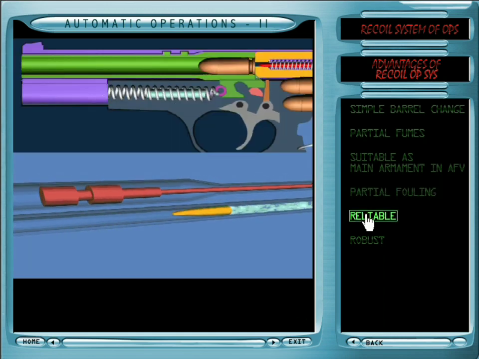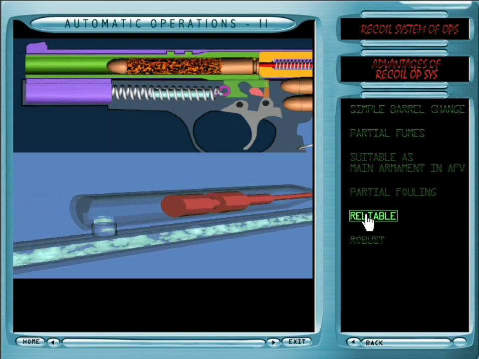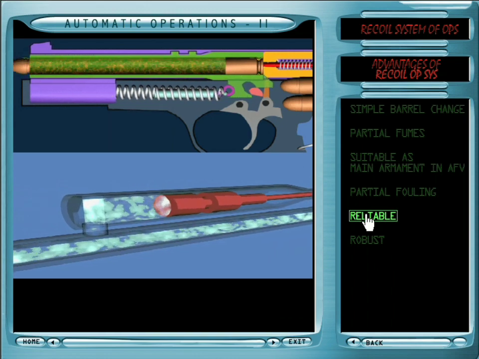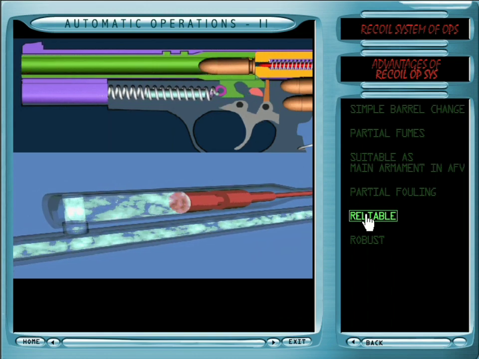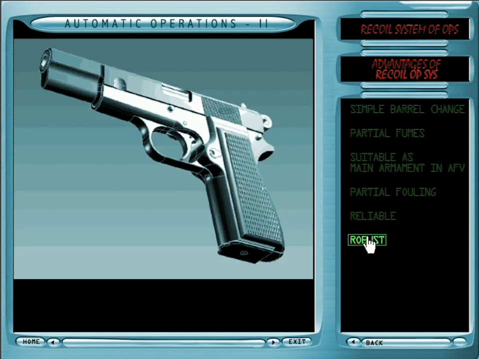Reliable weapon. Owing to less fouling, the stoppages in a recoil operated weapon are considerably fewer, hence the weapon is much more reliable. Robust. All parts of the recoil operated weapon are made robust to take on the recoil energy.